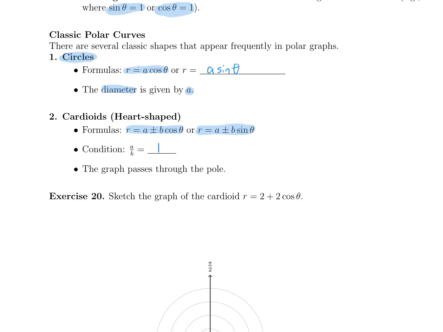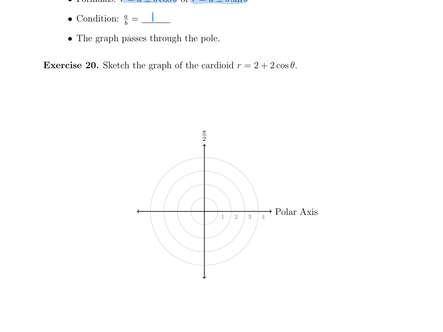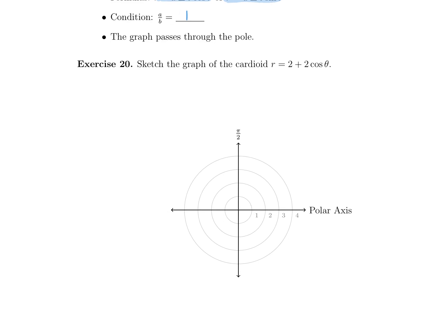Okay, so let's graph a cardioid right now. Down below, this is the example we're going to do now. So let's start with the first thing that we should probably do, which is find the zeros. So remember, to find the zeros, we are going to set r equal to 0. So 2 plus 2 cos theta equals 0. If you solve for cosine theta, you subtract 2 and divide by 2. You should get cosine theta equals negative 1. And that's going to occur when theta is equal to pi.